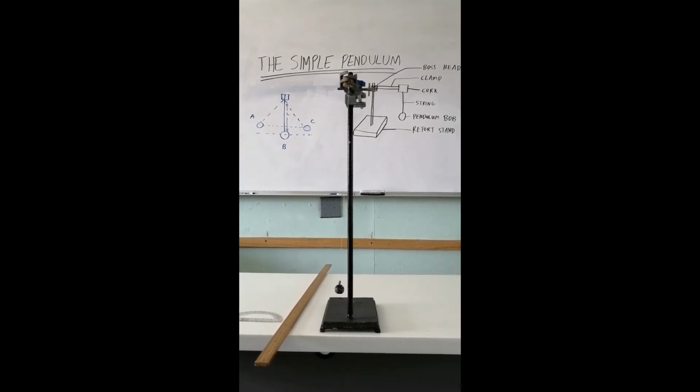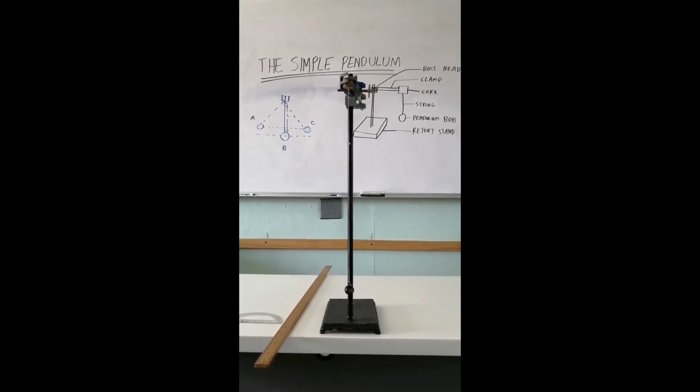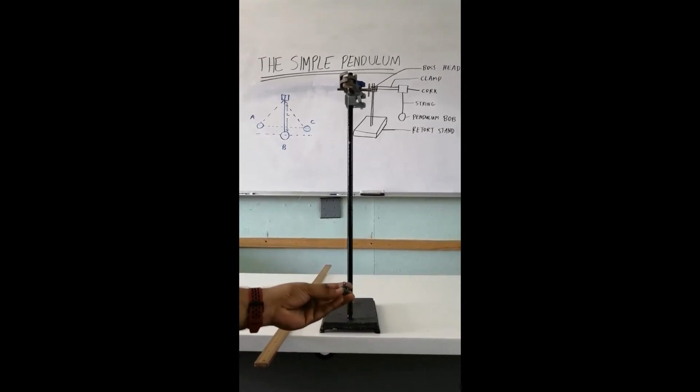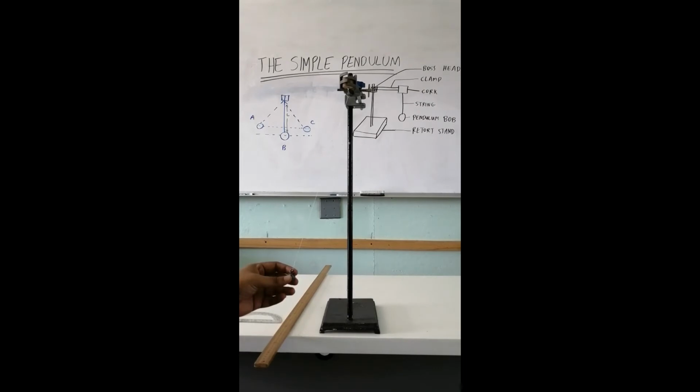I'm going to show you and demonstrate what one oscillation is. This here is your pendulum bob attached to your string. As I displace it to the left at some angle theta to its equilibrium position, one oscillation will be when it moves from A, as you can see on the board, to B, to C, to B and back to A. So as I release it, it would move to the right and back to the left. So let's go.